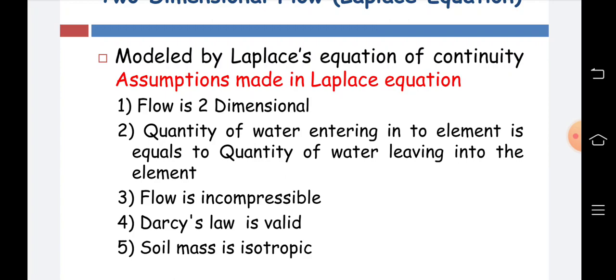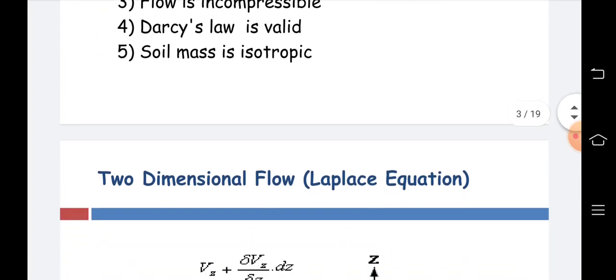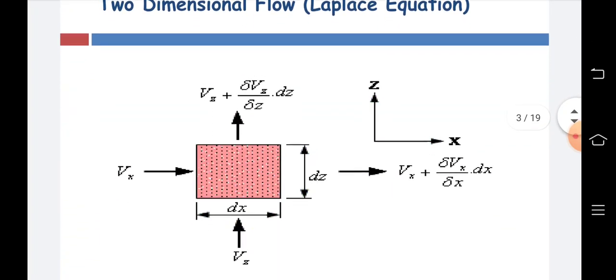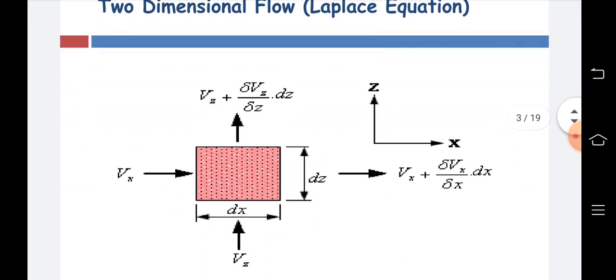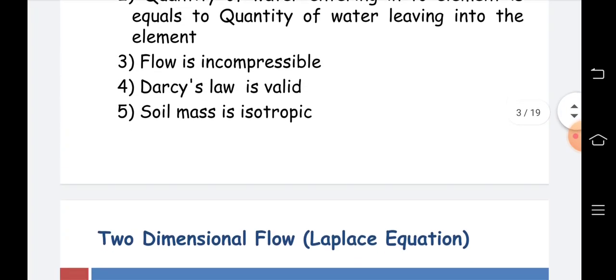We know that Darcy's law says velocity is directly proportional to the hydraulic gradient, that is V equals Ki. And the soil mass is isotropic. Isotropic means the properties of the material are the same in all directions. So these are the 5 assumptions used while deriving it.